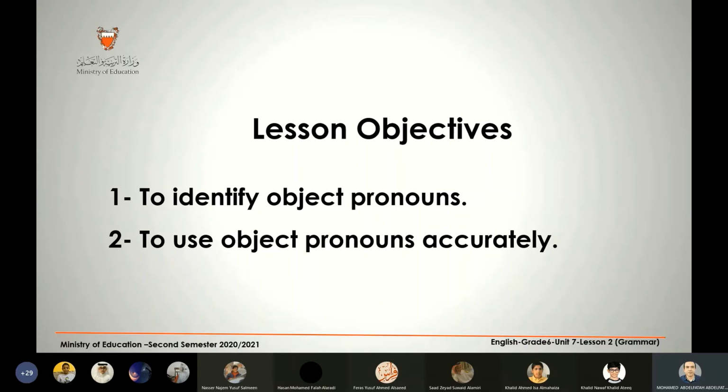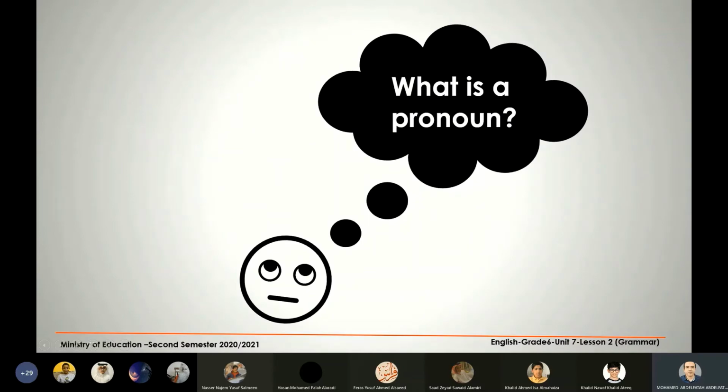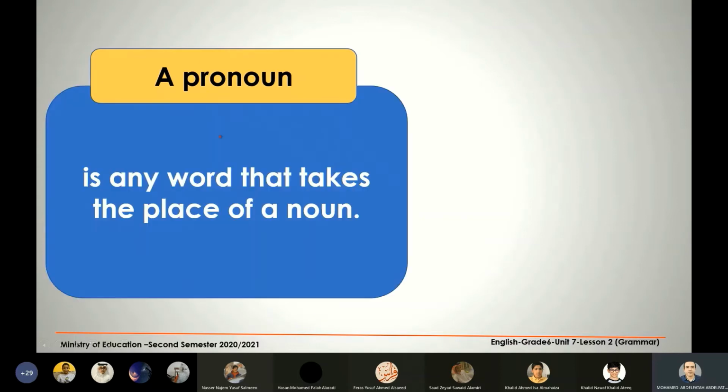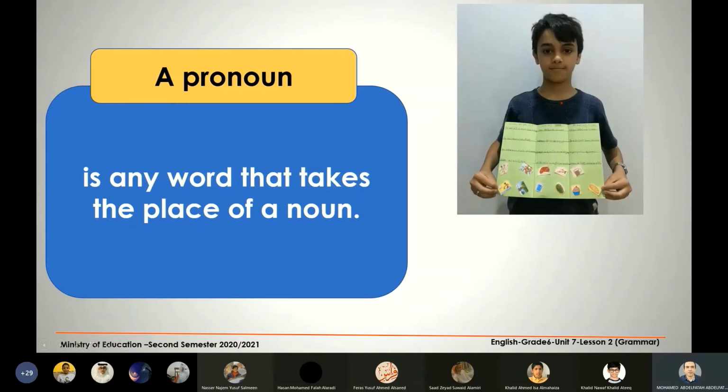And now students, let's start with our lesson. Don't forget, today we are studying the object pronouns. Teacher, again, what is the meaning of object pronouns? Let's have a quick review on the pronouns at the beginning. What is a pronoun? What is the meaning of pronoun? Look here, students. A pronoun is any word that takes the place of a noun. Teacher, still difficult. So, look here. This is your friend, Ghaith. I think most of you know who is Ghaith.